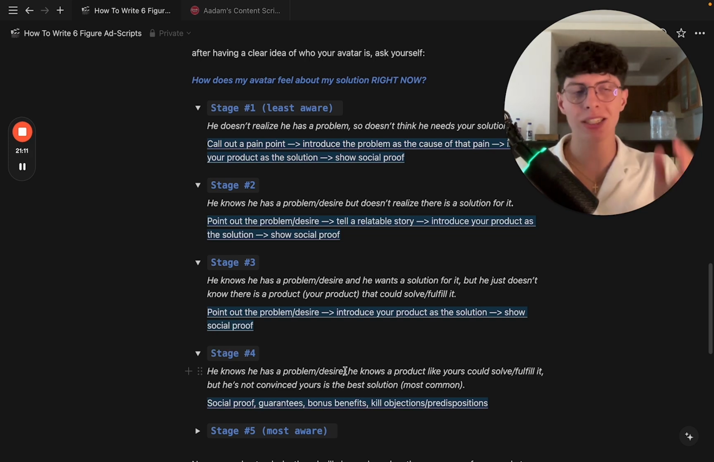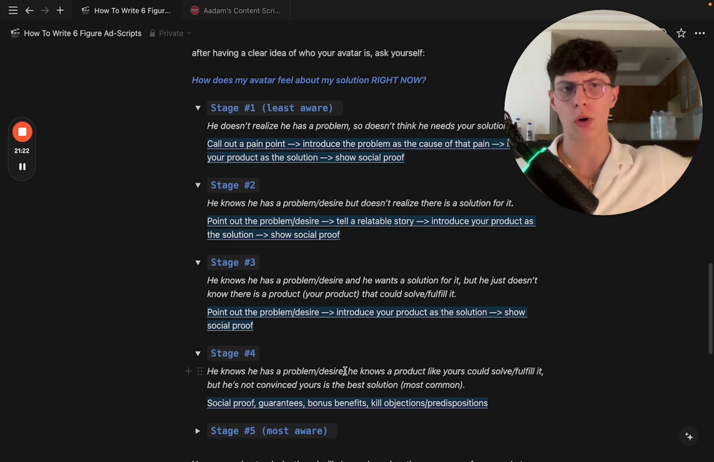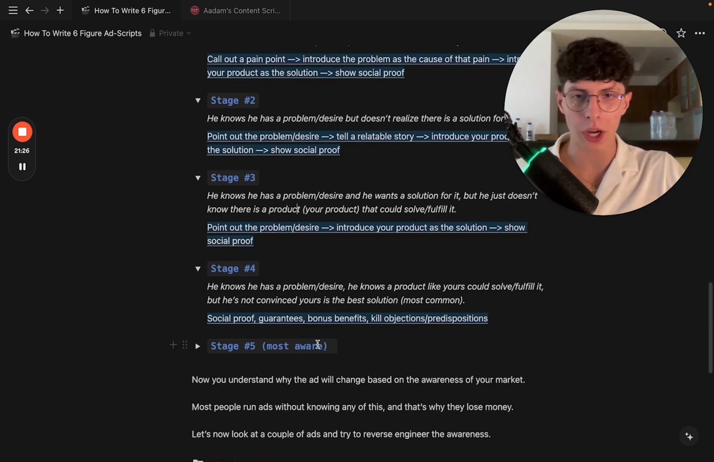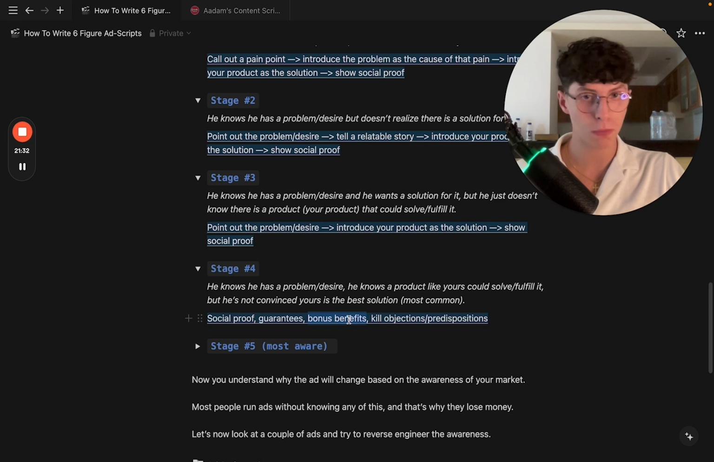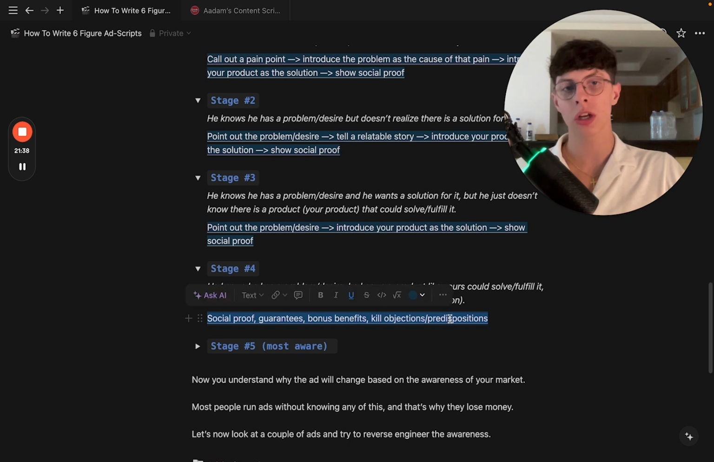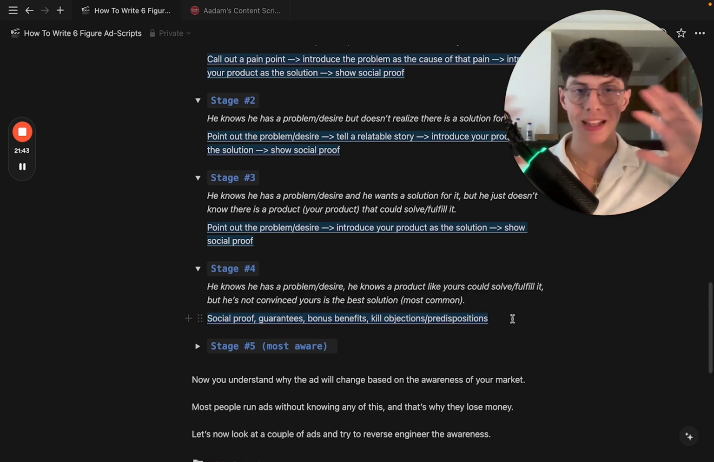Simple. And that is probably where most businesses are at right now. They know you have a service, and they know about the service, they know why they need it, they know how it can help their life, but they don't know if they should pick yours or the one of the competitor. Why should they pick yours? They're not convinced, okay? So what you need to do here is simply show social proof, guarantees, bonus benefits, kill objections, predispositions, everything that can help convince them that yours is the best one and has the best value per money. That's all you gotta do.